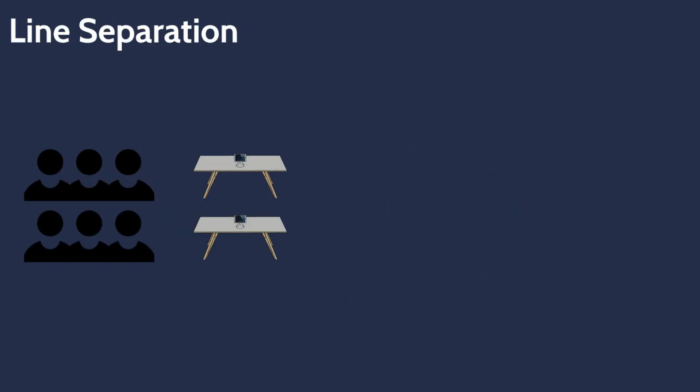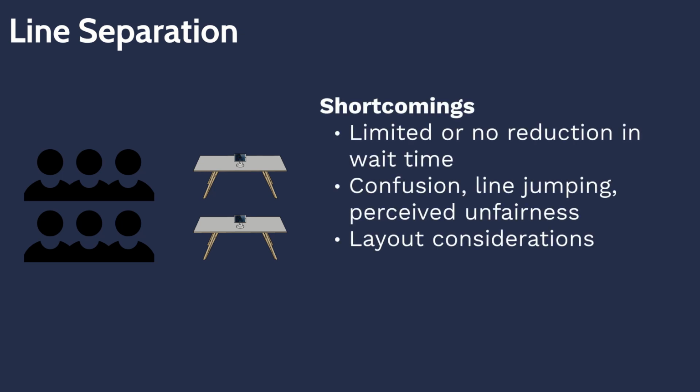The line separation method requires no additional direct costs to implement. However, this method offers no reduction in wait time. Additional challenges with the line separation method include potential confusion or line jumping by voters, perceived unfairness if one line moves faster than the other, and additional considerations when laying out the voting equipment.